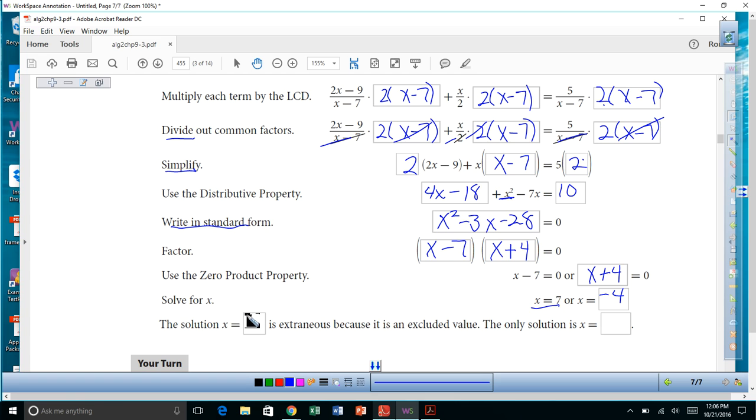All right. The solution x equals 7 is extraneous because it is an excluded value. Remember, that was step 1. The only solution is x equals negative 4. All right, good job.